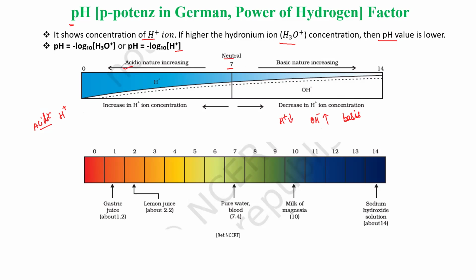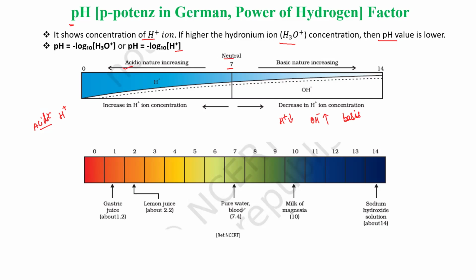So here, if you see, the range is 0 to 7: these solutions are acidic. More than 7 and up to around 14, it is called basic in nature. So for some common solutions, or those we use in daily life, the pH values are given here, so you need to remember them. Sometimes you'll get an objective question on this.